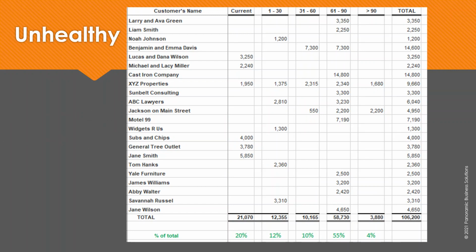Here's an example of an unhealthy report. Notice how the majority is in the 61 to 90-day column. This is very dangerous. The majority of the money that you believe is coming in so you can pay your bills, the majority of it is severely past due. It is possible your business will not collect some of that money, so you cannot automatically rely on that number.